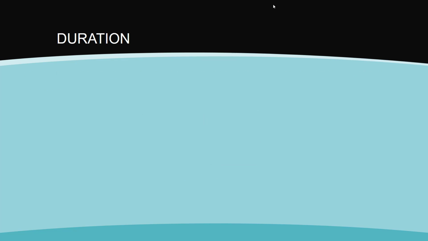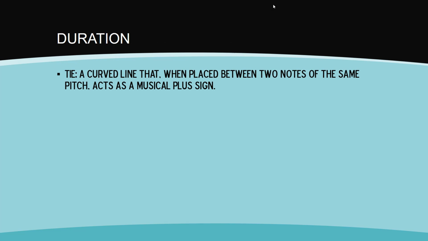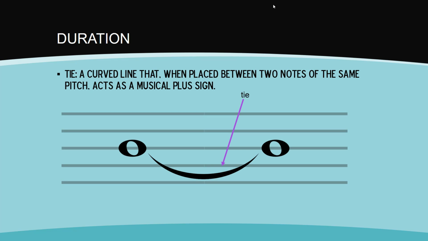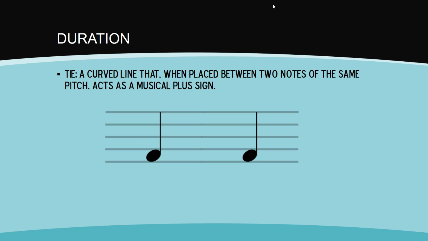A tie is the musical equivalent of a plus sign. If 2 notes of the same pitch are tied together with a curved line, it means that the notes should be performed without a pause or break in between them. If we tie 2 whole notes together, we add both of their durations of 4 beats together. 4 plus 4 equals 8. Therefore, 2 whole notes of the same pitch tied together would get 8 beats. 2 quarter notes of the same pitch tied together would get 1 plus 1, or 2 beats.